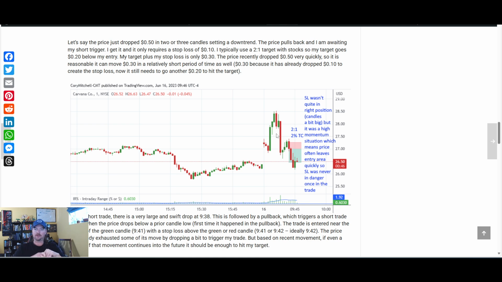That's the ultimate thing. So you can see here, let's say the price dropped 50 cents in 2 or 3 candles, setting a downtrend. The price pulls back and I'm waiting for my short trigger. It's only going to require a stop loss at 10 cents. I typically use a 2-to-1 target. So my target's going to go 20 cents below my entry. But my target plus my stop loss is 30 cents. So let's look at this example here. Basically what I'm saying is that the target plus the stop loss is within the movement we've already been seeing. So let's go through this one more time.